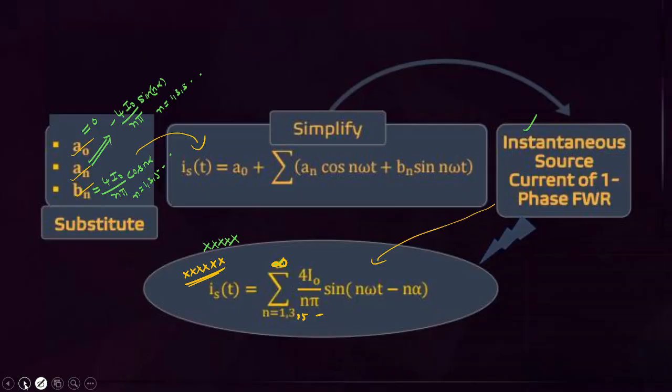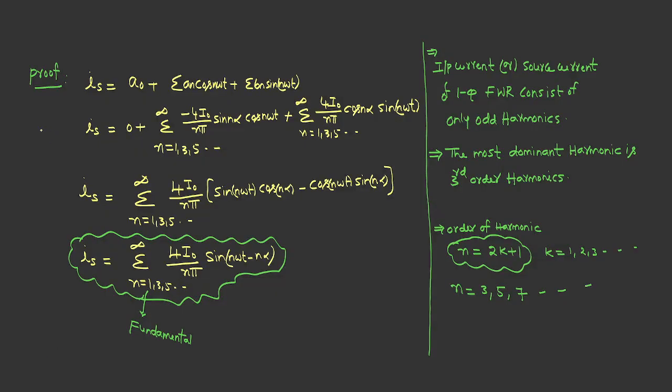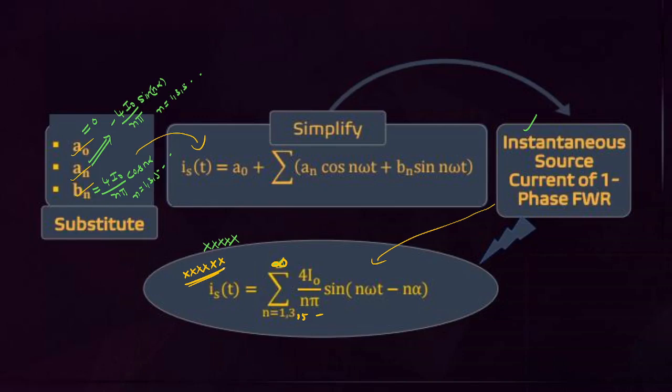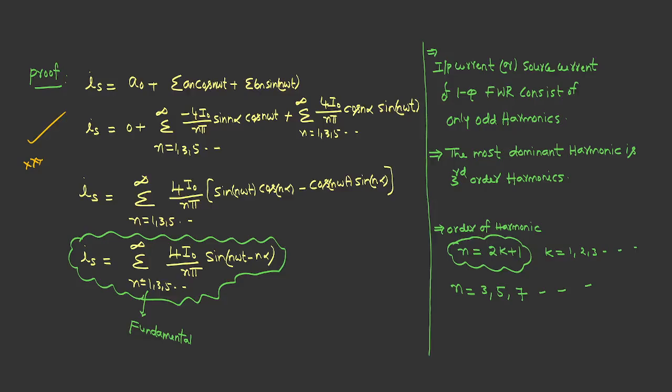By knowing this instantaneous source current formula, here I have given some derivation part that you have to concentrate on. Here I directly gave the statement, and according to that statement I simplified it. This is the source current expression. But what is the observation here? The input current or source current consists of only odd harmonics. There are no even harmonics. Important observation: in a single phase full wave rectifier, the input current or source current consists of only odd harmonics.